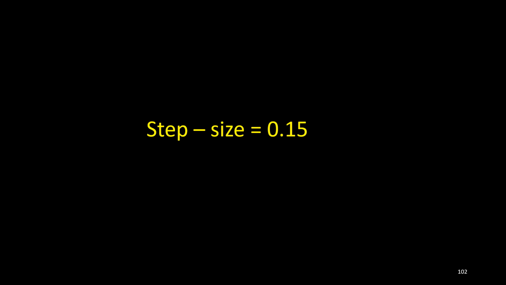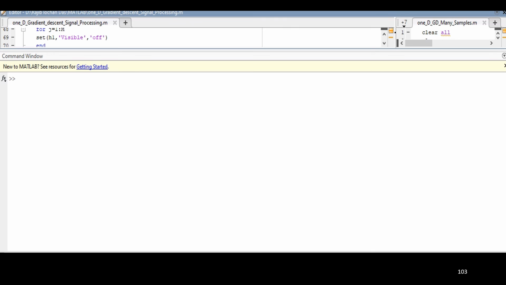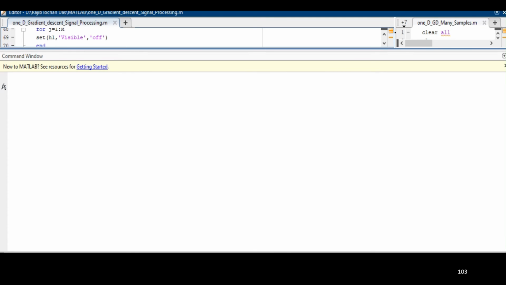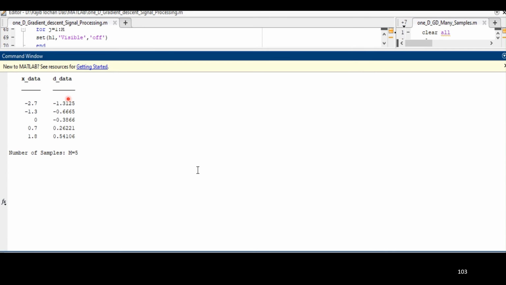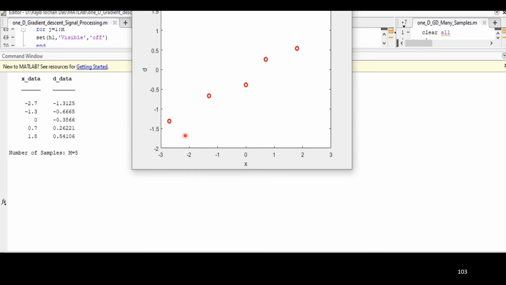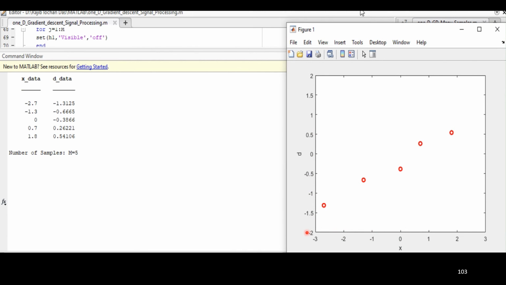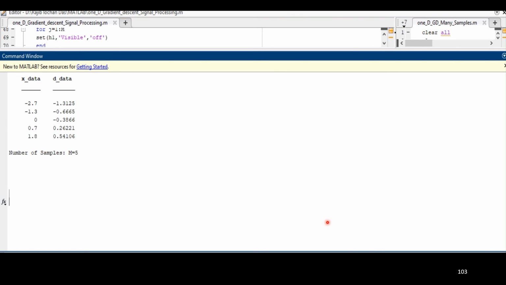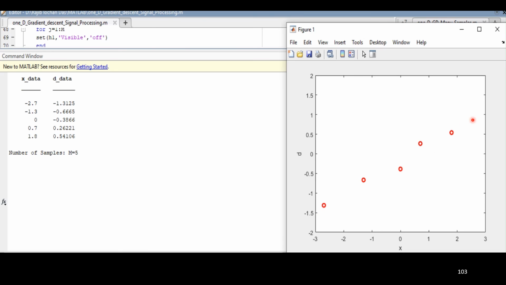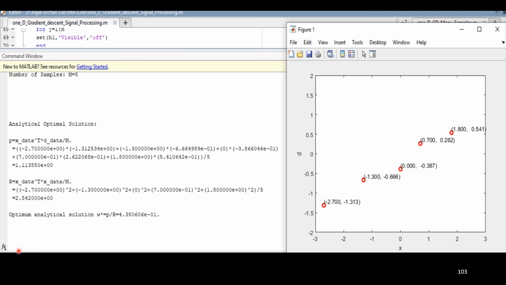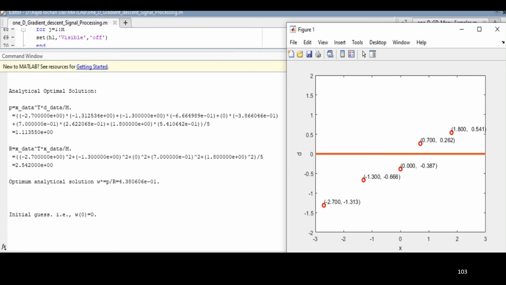Right? So first I will consider step size mu equals 0.15. Now you see, this is the samples we have generated. You'll see I am showing the samples here. This is the x-axis, this is the D, and we want to fit a line there. So here I have considered only 5 samples, so I want to fit a line here, and obviously y equals mx only, there is no c. So here you will see this one.